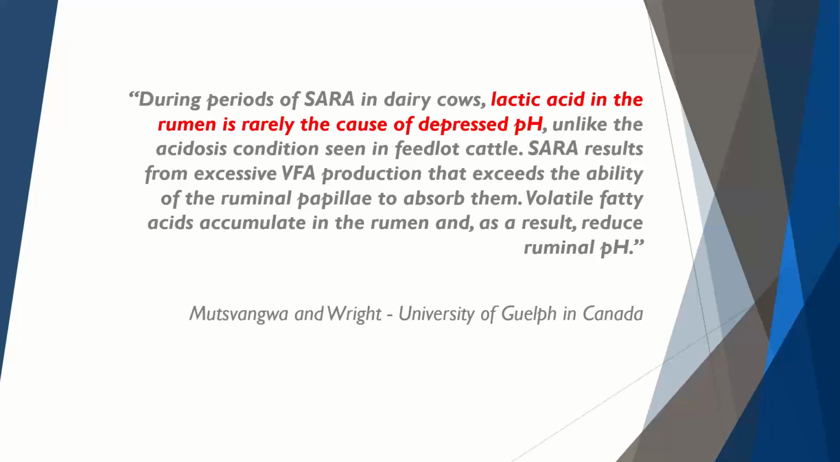They're showing that a lactic acid build-up in the rumen is rarely the total cause of the depression of the rumen pH. But SARA results in excessive volatile fatty acid production that basically exceeds the ability of the animal to absorb all the nutrients that it's getting from its food.